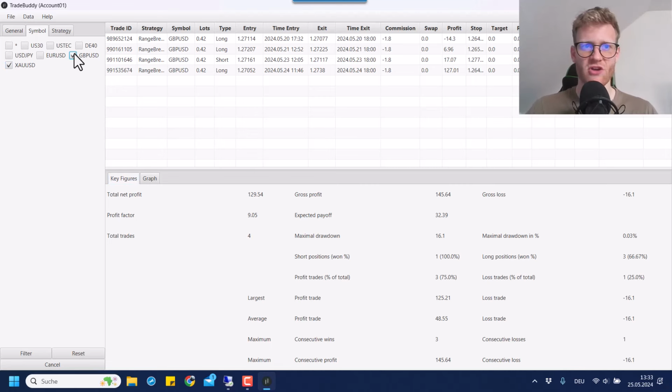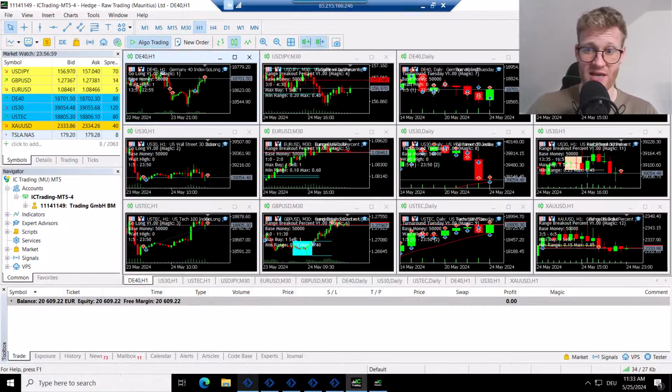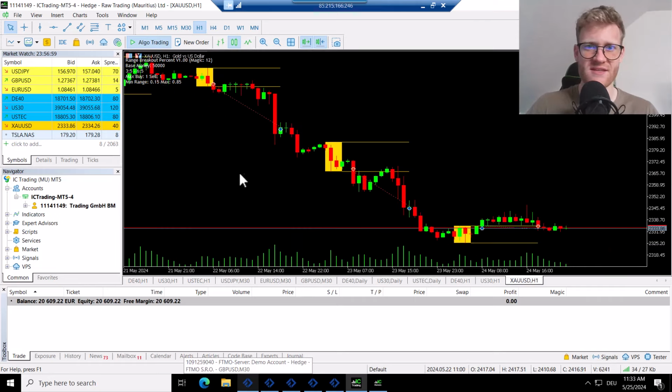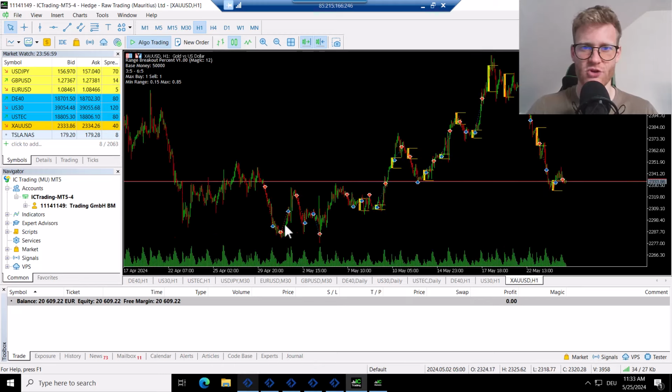And then gold. Gold is just on a rampage. Gold is completely crazy. Since I started trading gold with the range breakout strategy, it's just printing money pretty much. I'm totally aware that this is a lucky coincidence that I started at this specific time, because I did not trade this from the beginning.